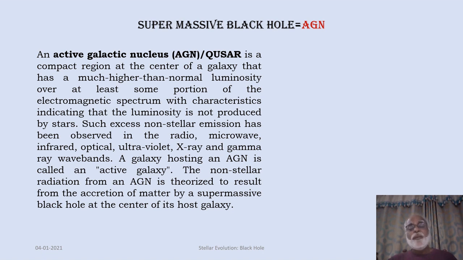So I've written here a little more, and this is picked up from a Google site from NASA. The active galactic nucleus, or AGN, or quasar as it's called, is a compact region at the center of a galaxy that has a much higher than normal luminosity over at least some portion of the electromagnetic spectrum, with characteristics indicating that the luminosity is not produced by stars. That's the important point. The active galactic nuclei emit a large amount of radiation, and this radiation is not due to ordinary objects, not due to just ordinary stars.